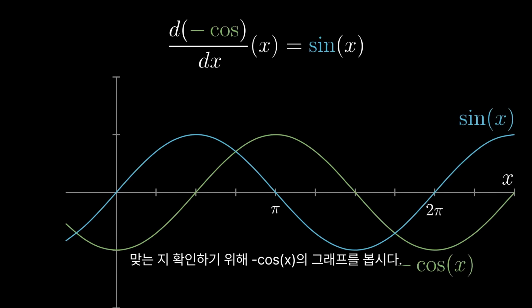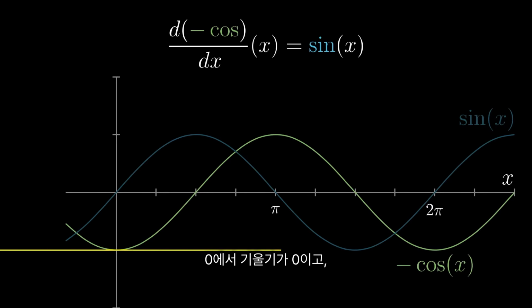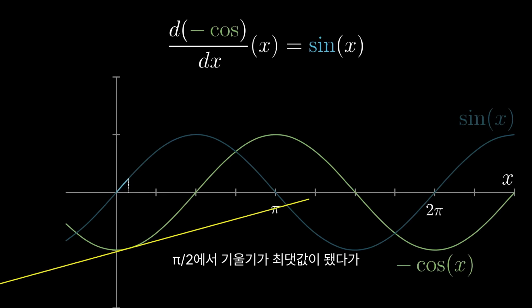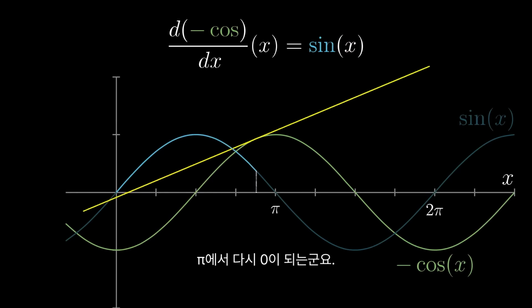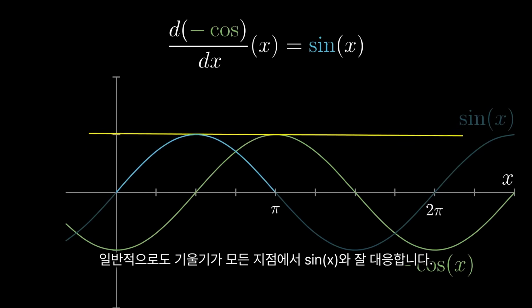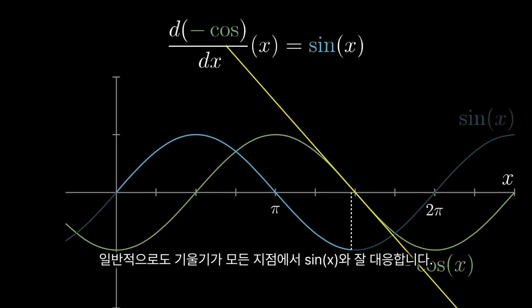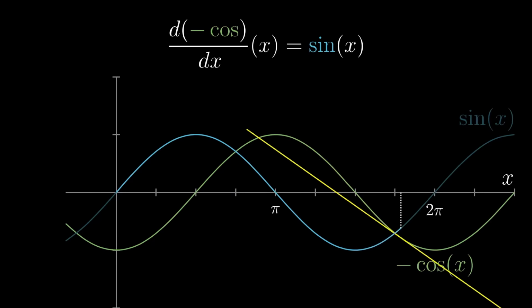And to gut check yourself on that, look at this graph of negative cosine. At 0, the slope is 0. And then it increases up to some maximum slope at pi halves, and then goes back down to 0 at pi. And in general, its slope does indeed seem to match the height of the sine graph at every point.